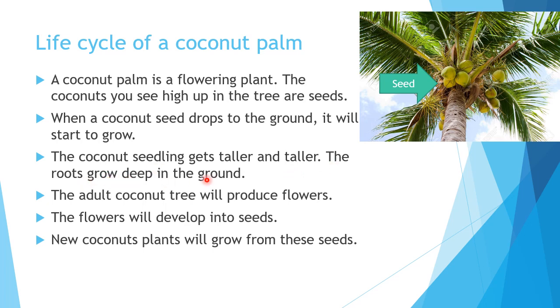So, bila the biji itu turun, gugur ke tanah, ia tumbuh. Ia jadi seedling. So the adult coconut tree will produce flowers. So macam tadi ada bunga dulu. The flowers will develop into seeds. So nada fruit dari bunga itu ia terus jadi seed. New coconut plants will grow from these seeds.